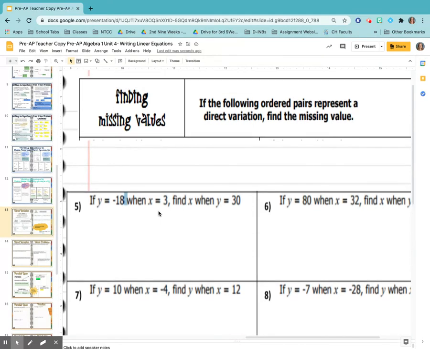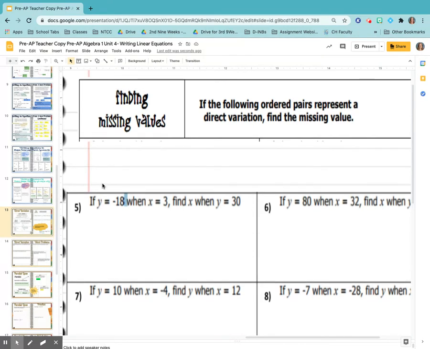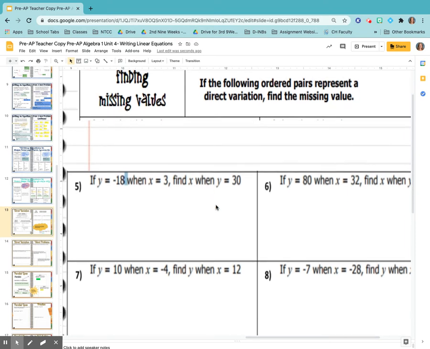Okay, let's look at the next part of this same slide. Finding missing values. So if the following ordered pairs represent a direct variation, find the missing value. So we have y equals -18 when x equals 3, find x when y equals 30. You're like, what? What is this talking about?